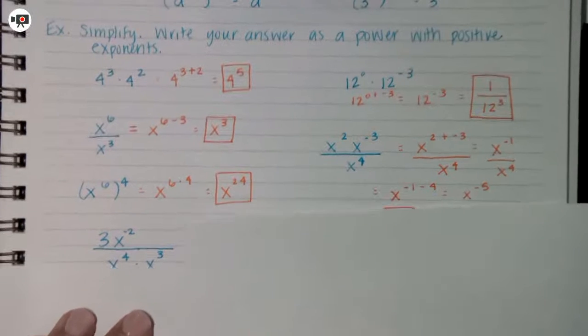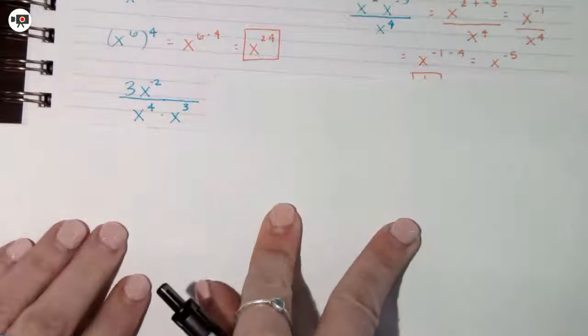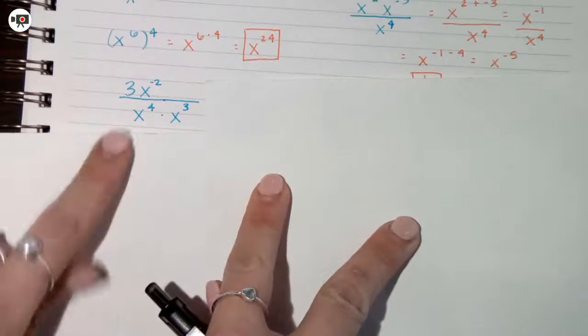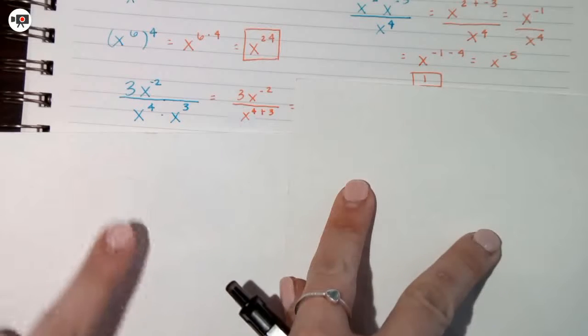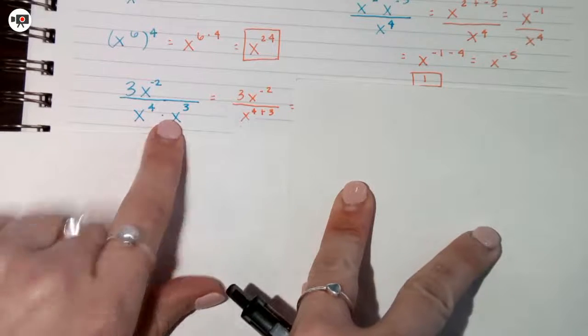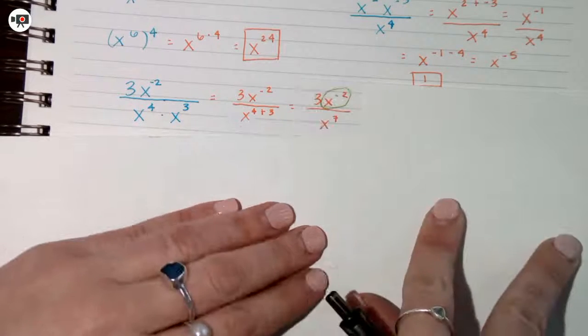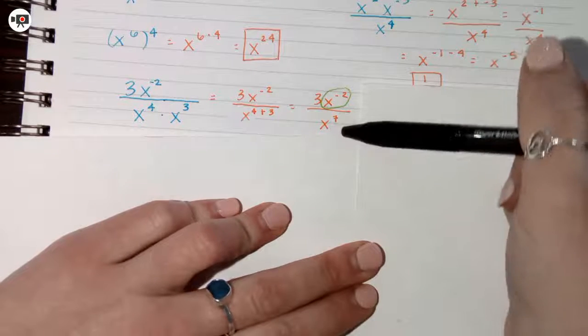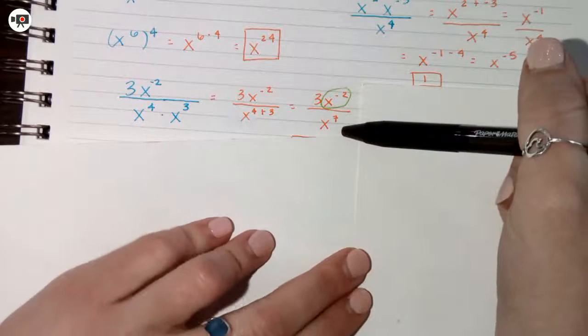If I have 3 times x squared over x to the 4th times x to the 3rd, I chose to simplify the denominator first. So that would be 3x to the negative 2 over x to the 7th.